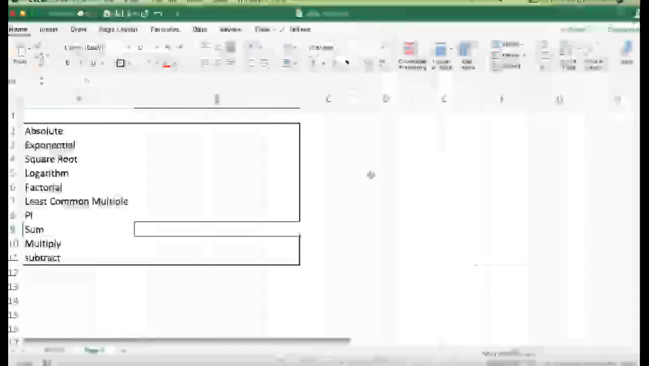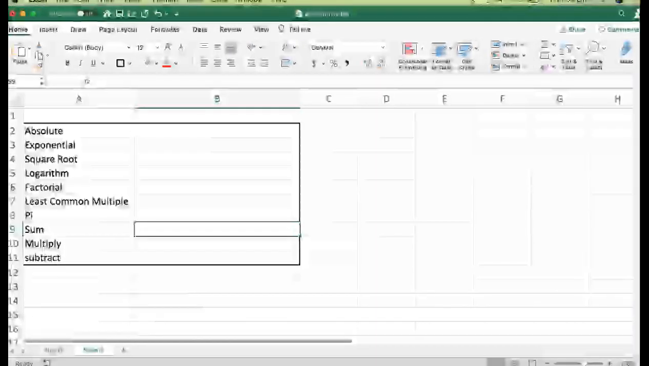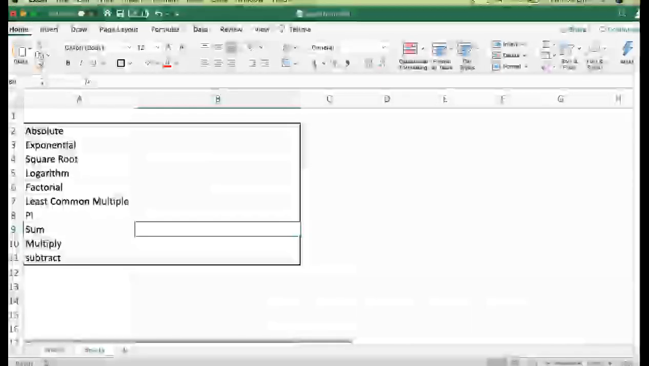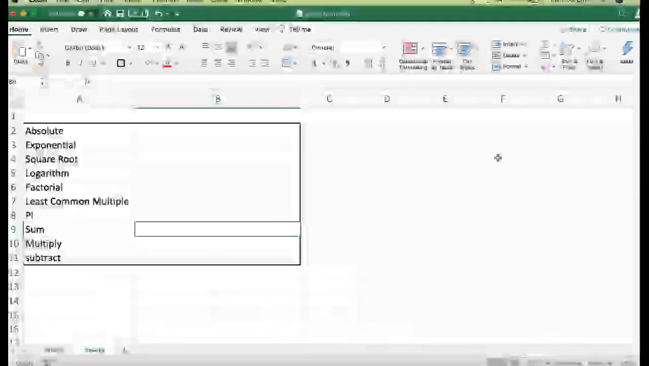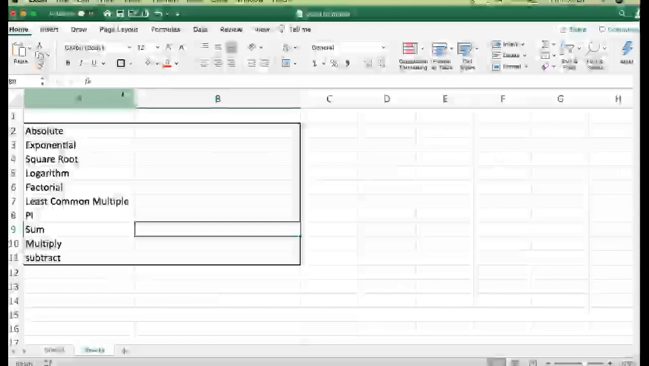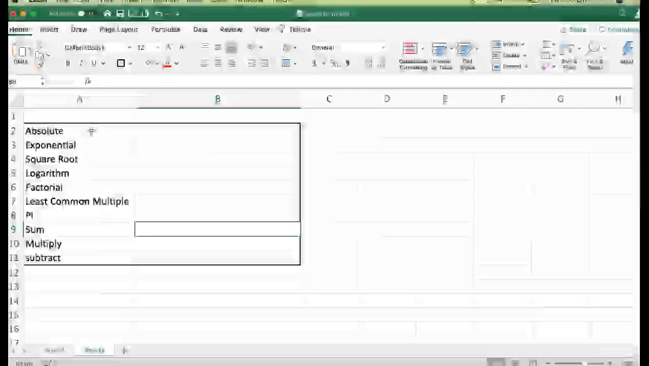Hi everyone. So today we are going to extend our lecture on Excel. We are going to discuss some more basic things of Excel. Today I'm going to discuss the mathematical formulas in detail that you can use in Excel.